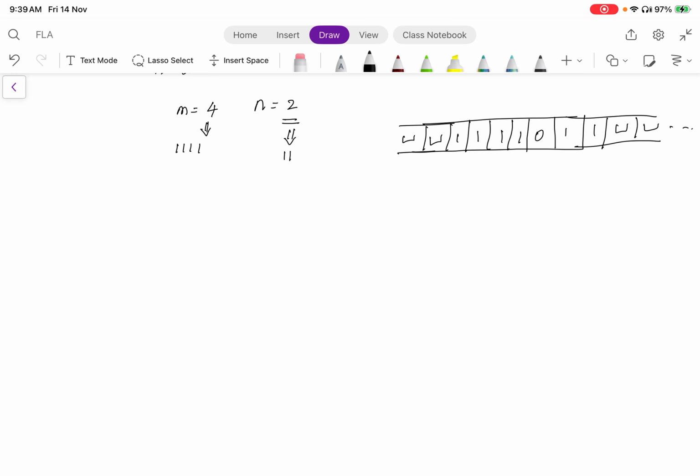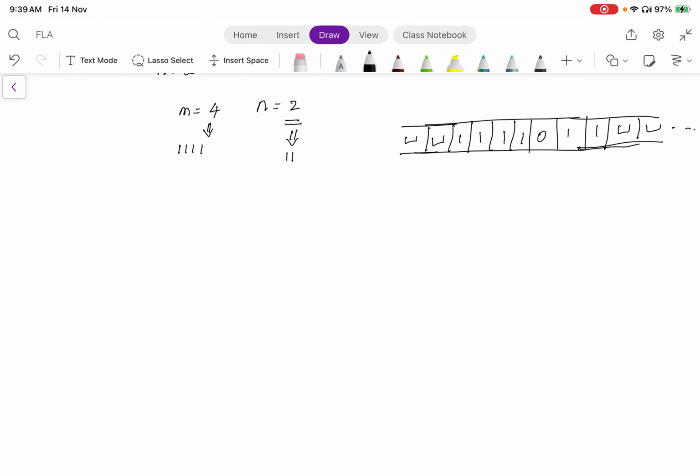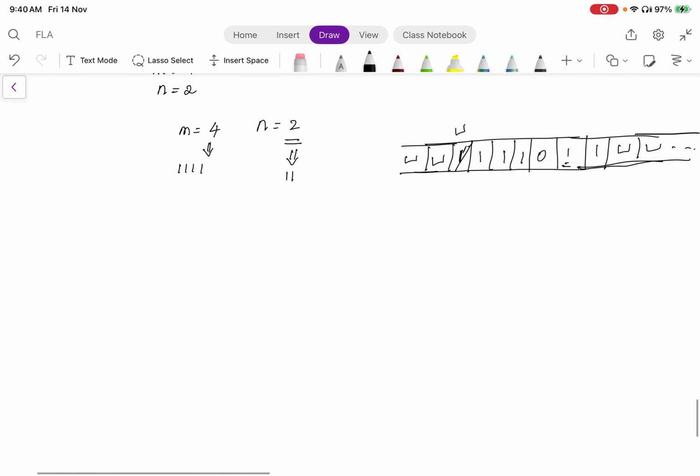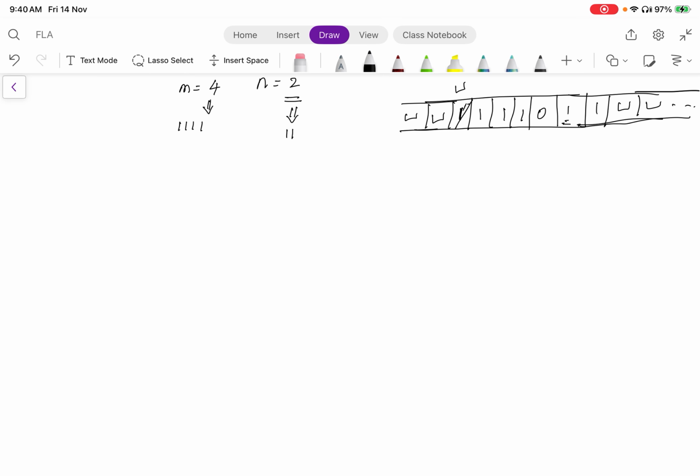Previously we were just adding the numbers. That's why we were reading and counting how many ones are there in the tape. But here we are subtracting the numbers. So we have to remove the number so that we can match this one with the one after the separator. So we have to replace this with blank. In the previous example, we did not replace. We just kept on reading because we have to add all the number of ones. But you are subtracting, so we have to replace the ones.